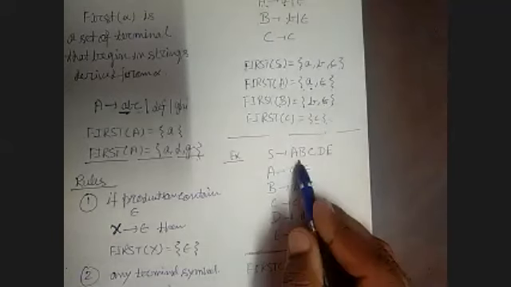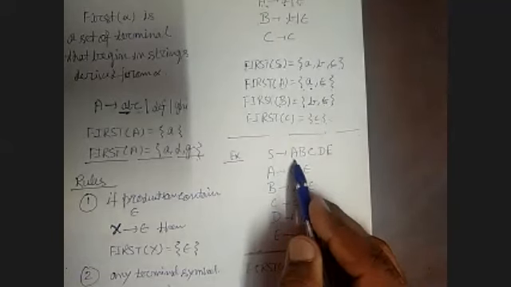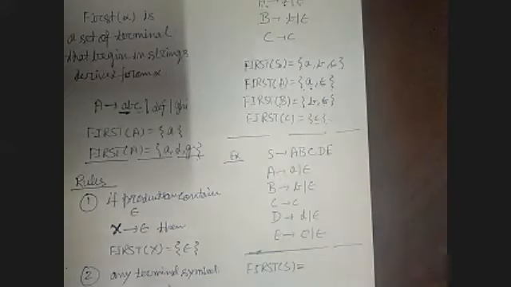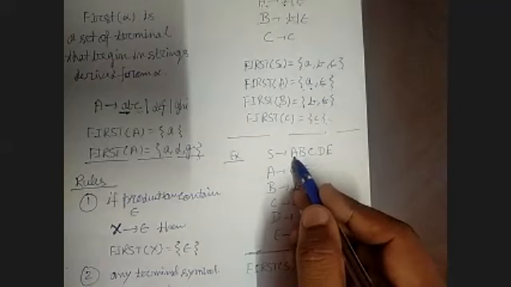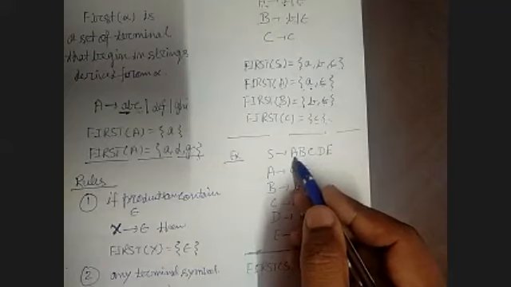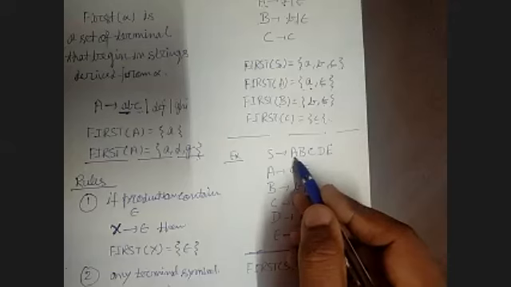Now find out the first of all non-terminals. So start with the start symbol, first of S. Again, we check the production of S. The first symbol in the production is a non-terminal. So what is the rule for a non-terminal? If a non-terminal symbol occurs on the right-hand side of a production, we first find out the first of that particular non-terminal. So find out the first of A.